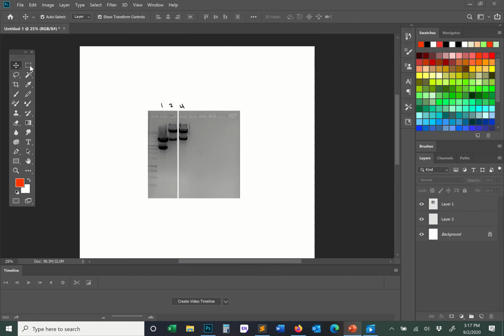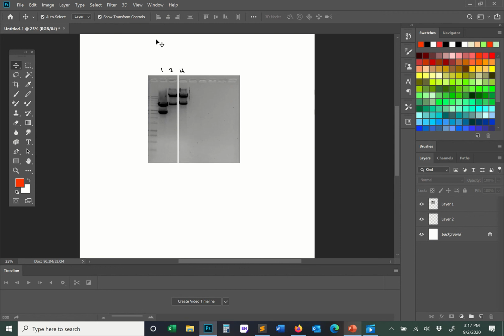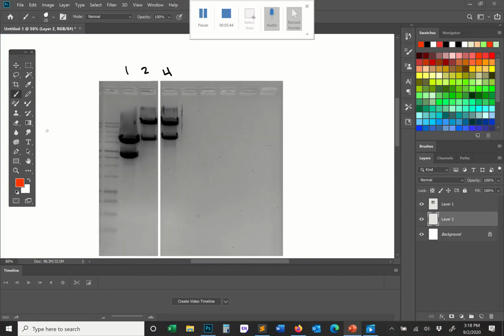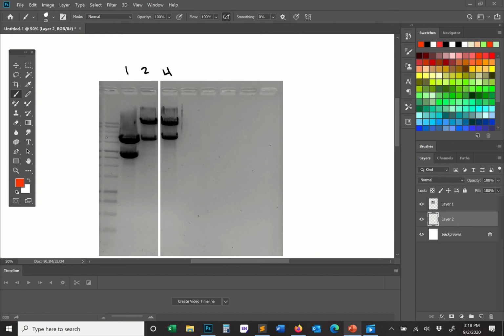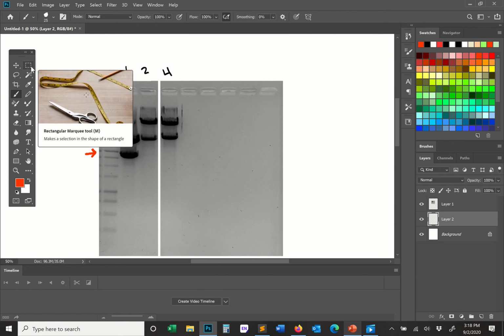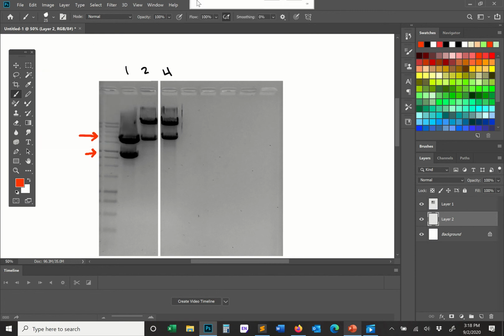Now let's talk a little bit more about cropping, okay? Because we might get into a scenario where a similar determination is made as a scientist. It might be that this bottom band might be the important band. It might be this band right here, this one, that is the pertinent data, okay? And this band might be something else. It might be a non-specific product. Who knows? It could be something that you determine is not relevant to the data.